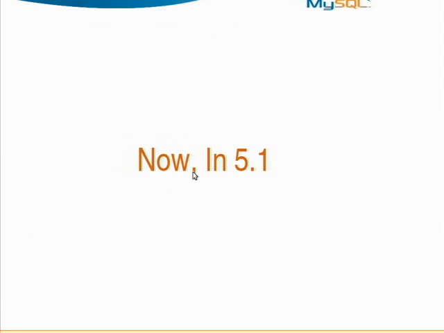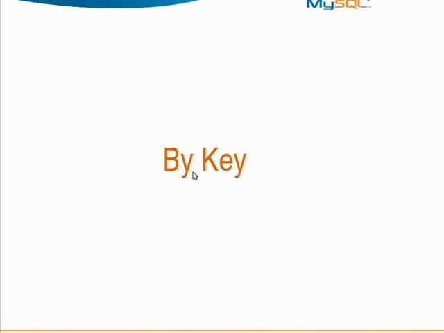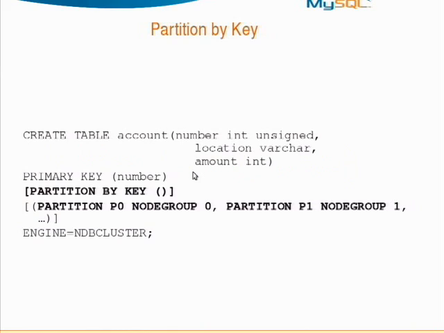But in 5.1, we can do user-defined partitioning. So instead of having this automatic thing that happens in the background, you as a user via SQL can type in where you want things partitioned. So you can partition by key, which means you can put in your own key specifiers and your own node groups depending on where you want different tables to go.